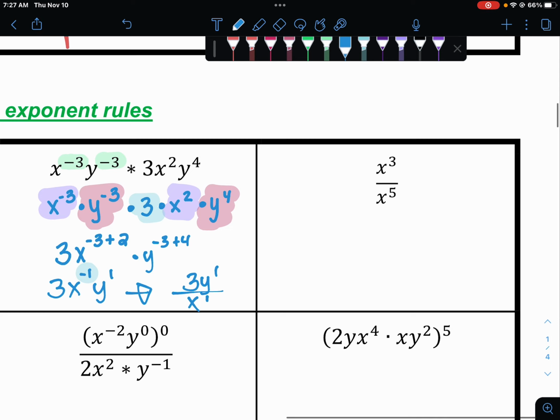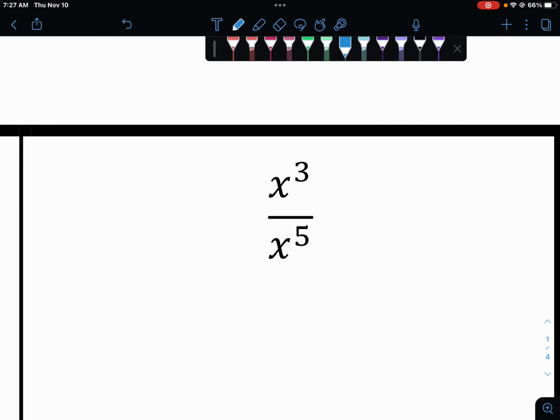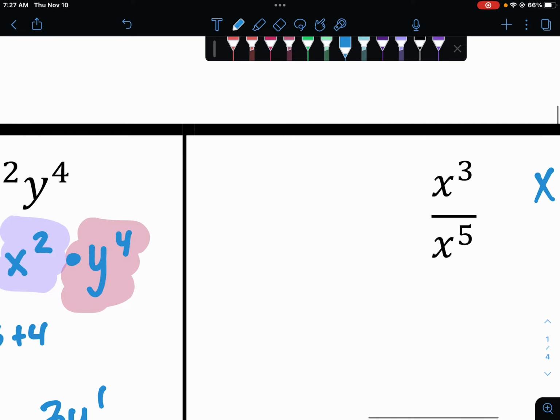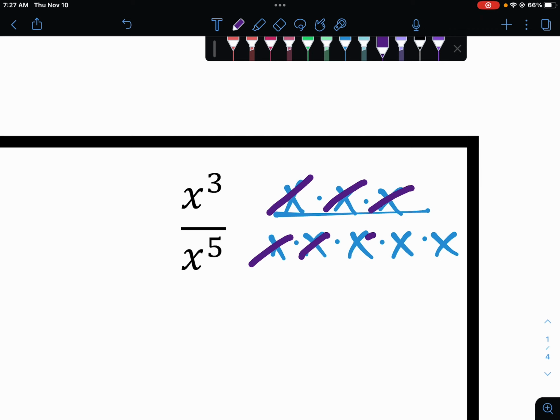All right, let's see. This one. We have a bigger number in the bottom. So I can write this out as x times x times x over x, 2, 3, 4, 5. And then I can go through and cancel. And I can see that, oh, I've got 1 over x squared.